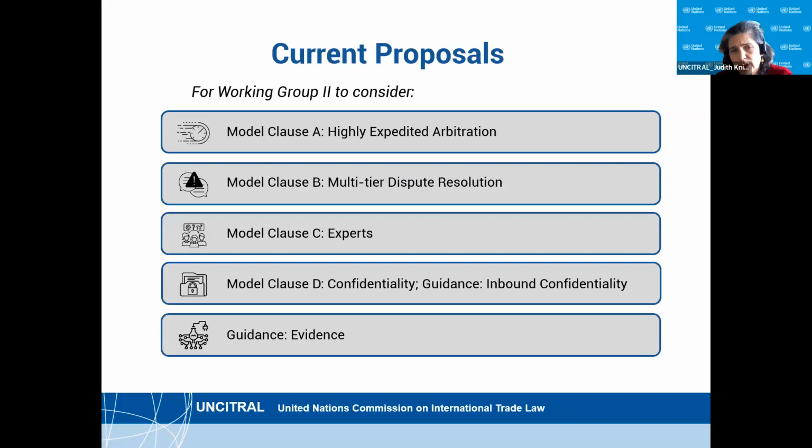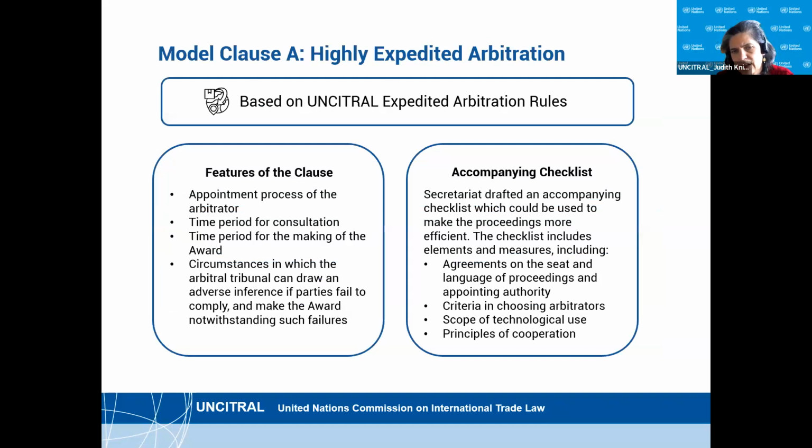arbitration. So what the working group has in front of it is the model clause A, which is on highly expedited arbitration. Model clause B is this multi-tier dispute resolution, adjudication type of disputes. Then we have the experts, we have confidentiality. Here we have a model clause on confidentiality, but we are also drafting a text on inbound confidentiality that will not be a model clause that parties could agree on, but that will be a guidance text. And then we have also a guidance text on evidence in electronic form.